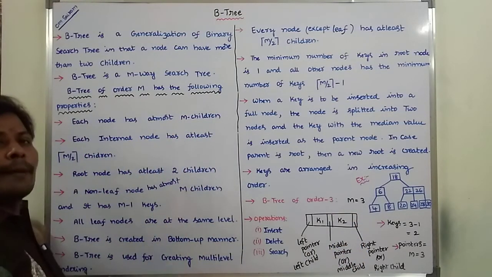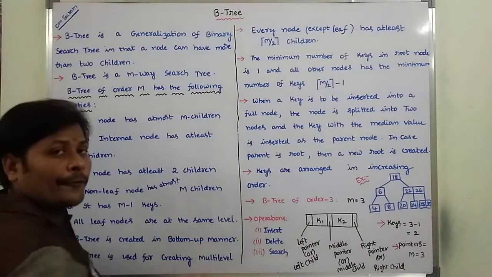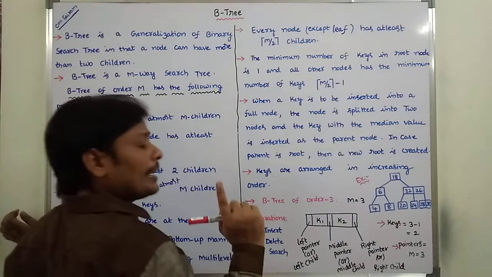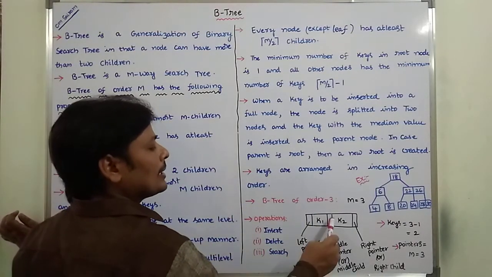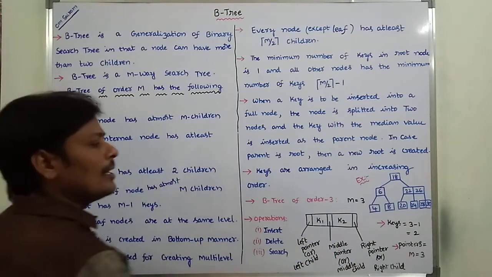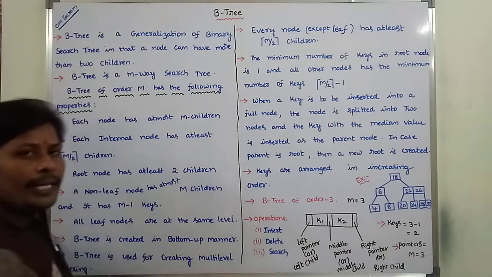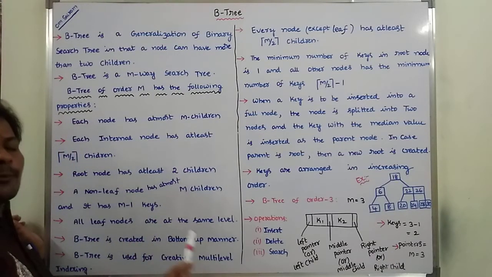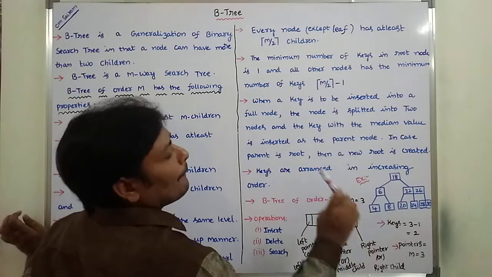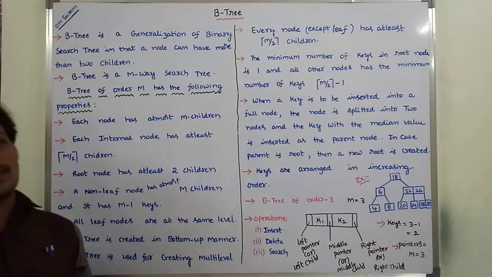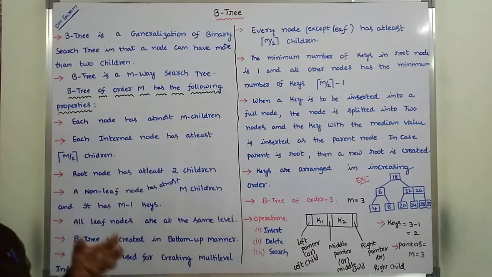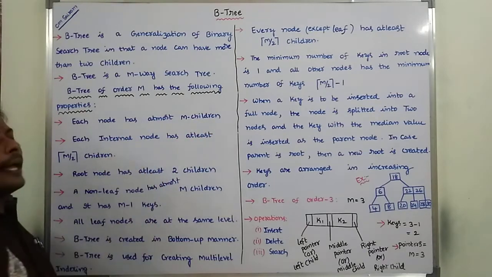So in total, how many pointers are there in a B tree of order 3? That is M, that is 3 pointers. This is the left pointer or left child, this is the middle pointer or middle child, and this is the right pointer or right child. So the total number of pointers or children is equal to M, which is 3. That means each node has at most M children. At most M children means maybe 0 children, or 1 child, or 2 children, or M children.